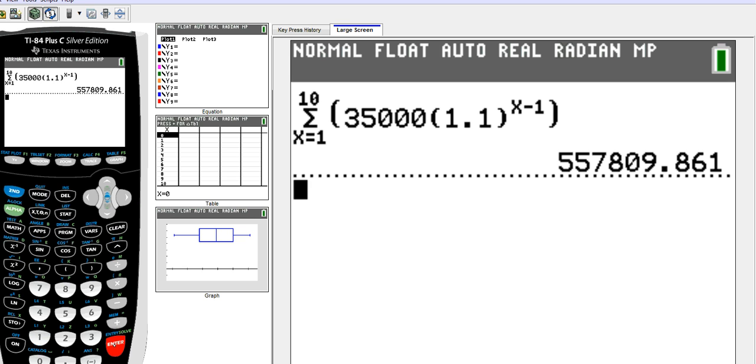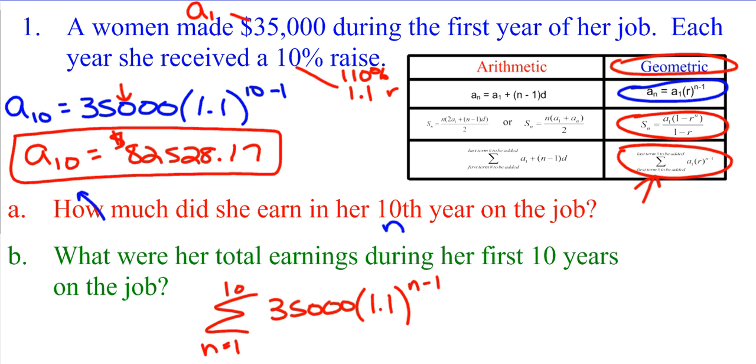So when I hit enter, I find that the sum for all of her years is over $500,000. So when I come back, I'll take that number and put that as my answer here. So after 10 years, she is making $557,809.86.